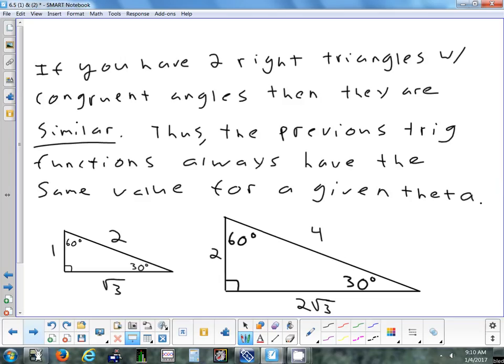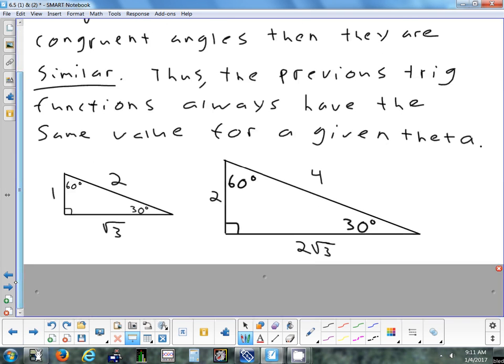So next, I just want to look at these 2 triangles. What I've drawn here is 2 right triangles, and I've drawn the angles to be congruent. What that means is these triangles each have the same angles: 30, 60, 90. 30, 60, 90. So the angles are congruent, but that means the triangles are similar. You could say one is an enlargement, or the other is a reduction. It's however you want to look at it. But these 2 triangles are similar.